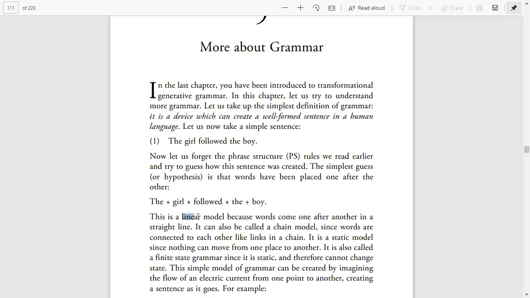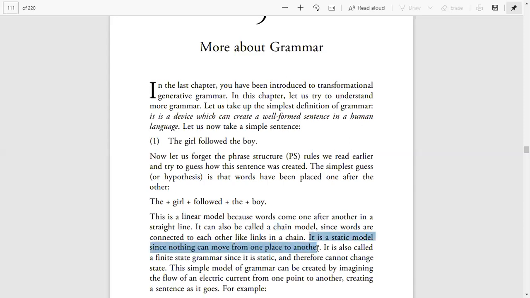First of all, the word linear might be a new term for you. You can say that this is a linear model because words come one after another in a straight line, right? So this model is known as linear because words follow one another in a linear or straight line. It can also be called a chain model, right? Why chain model? Since words are connected to each other like links in a chain. It is a static model since nothing can move from one place to another.